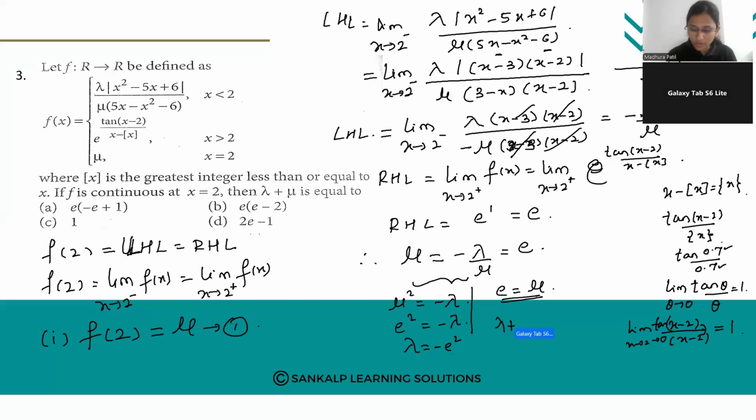So lambda plus mu is equal to minus e square plus e. What we can take common here is e. So what remains here is minus e plus 1. So what is your answer? e into minus e plus 1, which is option A. Thank you.